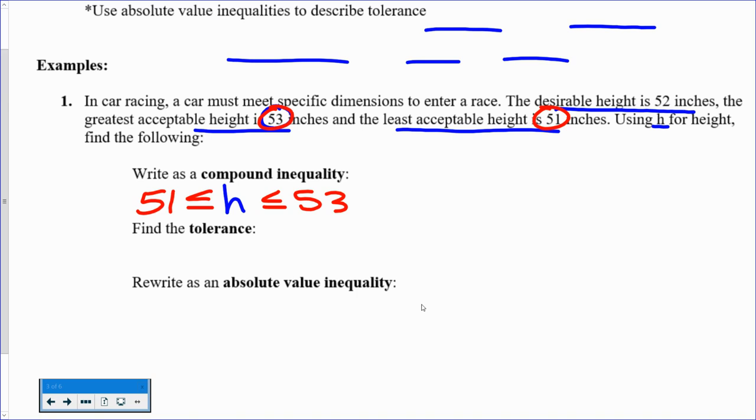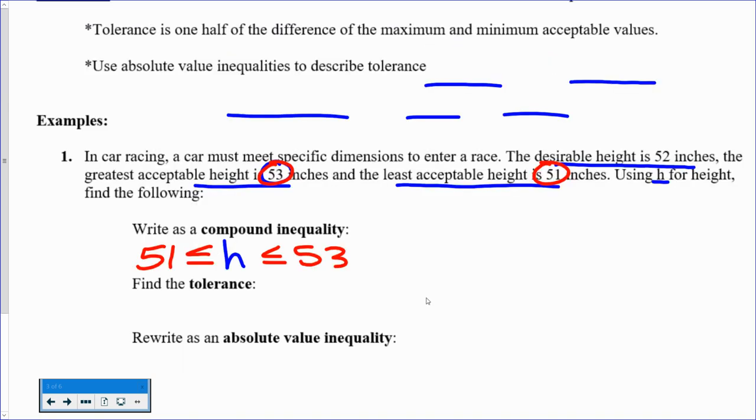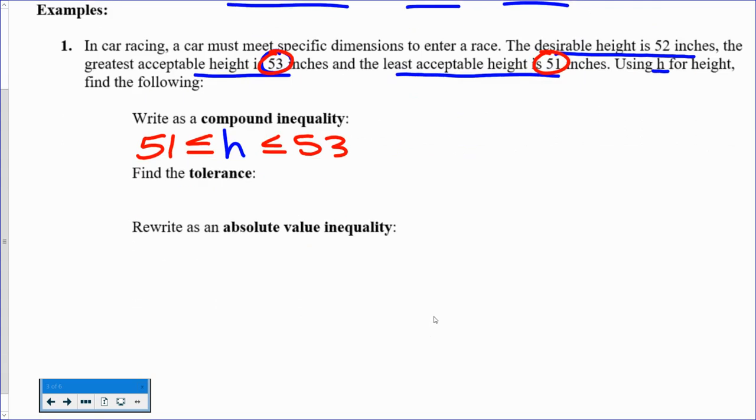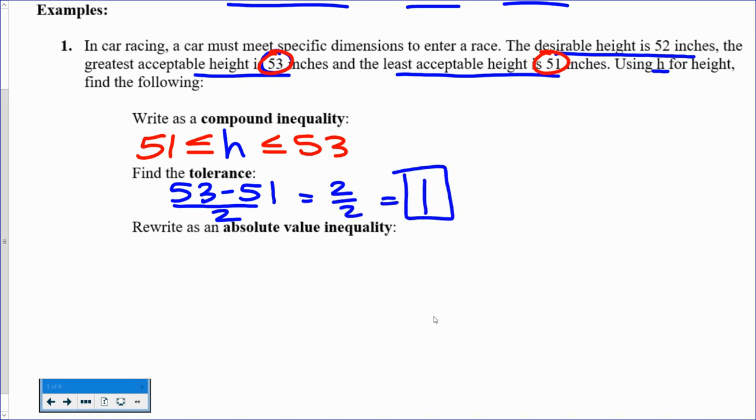To find the tolerance, you can go back up to that definition. Tolerance is 1/2 of the difference of the maximum and minimum acceptable values. So my acceptable values would be 53 and 51. Those are the maximum and minimum. If I find the difference and I cut that in half, that's going to be my tolerance. So 53 minus 51 would be 2. 2 divided by 2 would be 1. My tolerance is 1 inch.